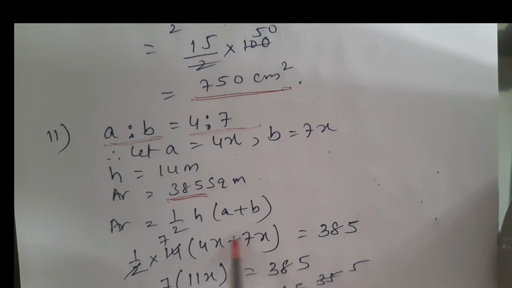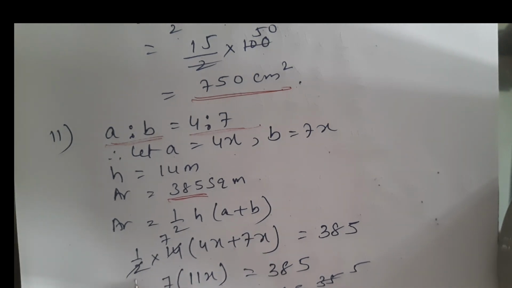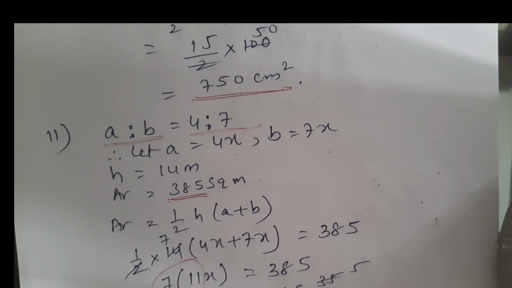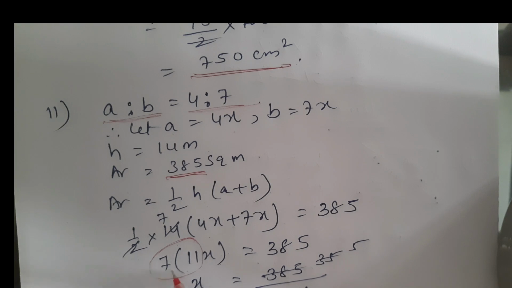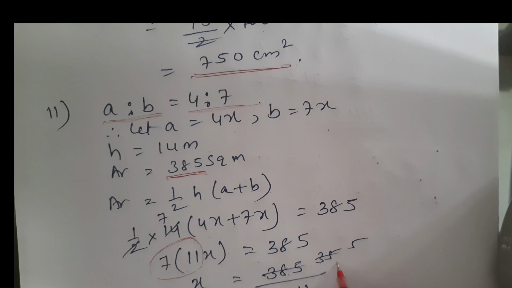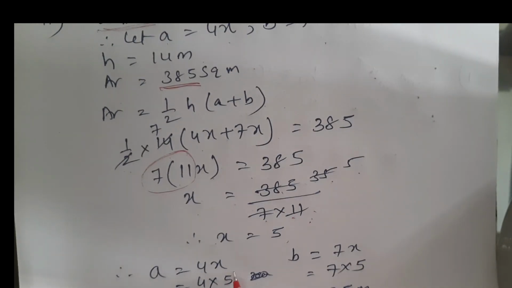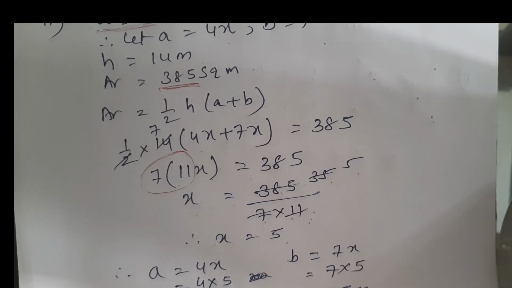If we add 4 and 7, so it's 11x. Here I cancelled 14 with 2, thus it is 7. To find the value of x, we need to bring all the numbers which are in multiplication into division form. So I shifted this 7 and 11 to denominator. We'll cancel out. 385 I cancelled with 11. So 11 3s are 33. 3 5 remainder, 11 5s are 55. Cancel out 35 by 7. 7 5s are 35. Now x we got as 5. So one of the parallel side which was 4x, we'll multiply 5 with 4. So it's 20 meter, and other parallel side was 7x. So I multiplied 5 with 7, 35. So these two are our parallel sides.